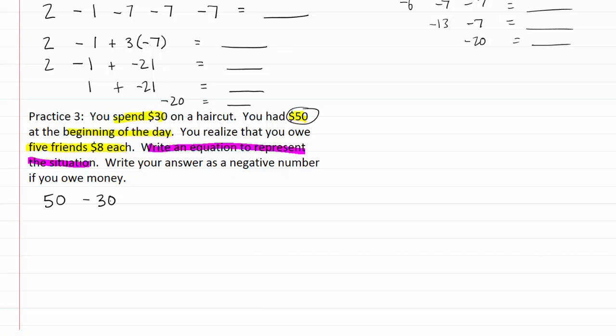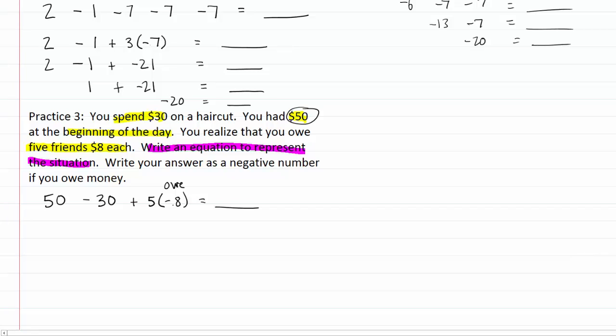Seems to be good. You realize you owe 5 friends $8 each. So now I've got a situation. I'm going to add 5 times -8. It's a -8 because we owe them money. If they owed us money, we'd be adding money to our account, but since we owe them money, we're going to be losing it. That's why it needs to be negative. This is going to be equal to kind of our balance, whatever we have at the end of the day. So now I've got 50 minus 30 plus 5 times -8.